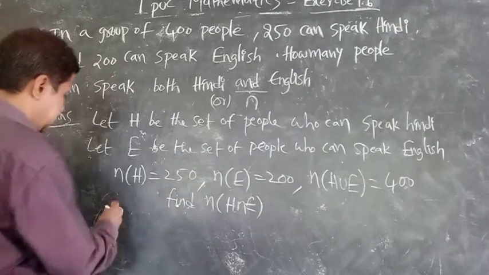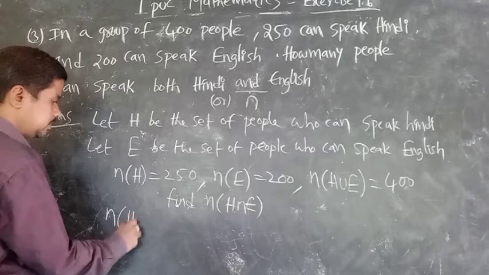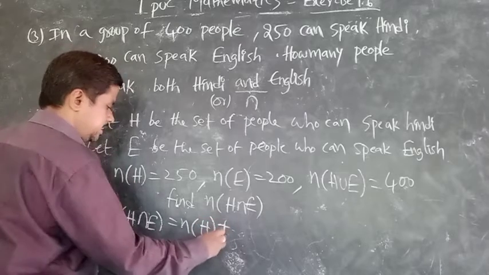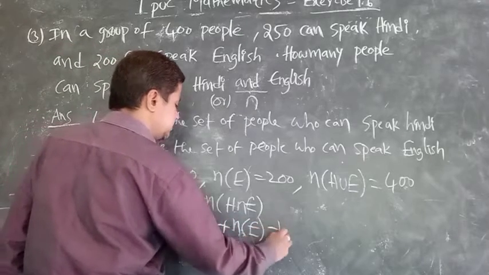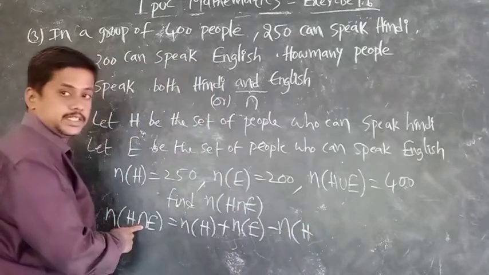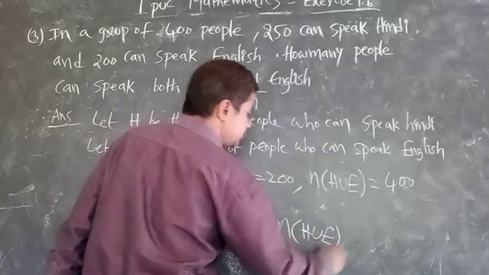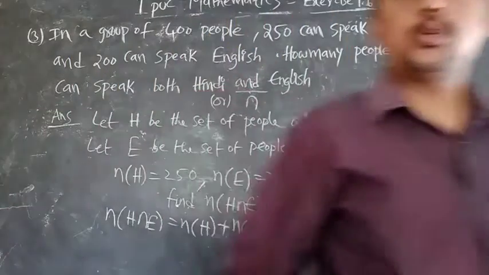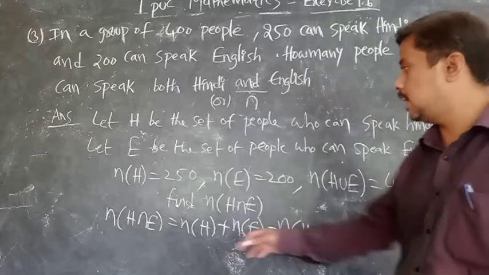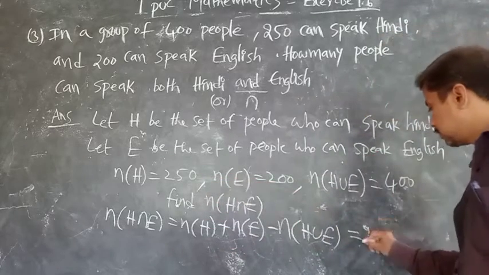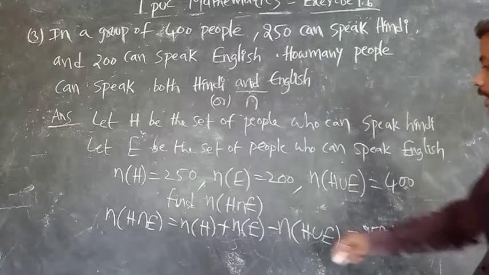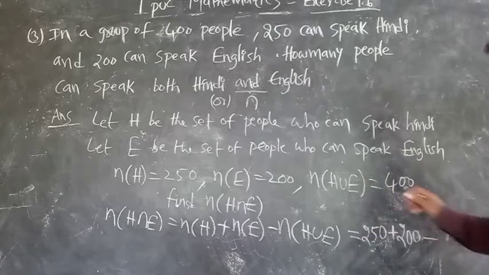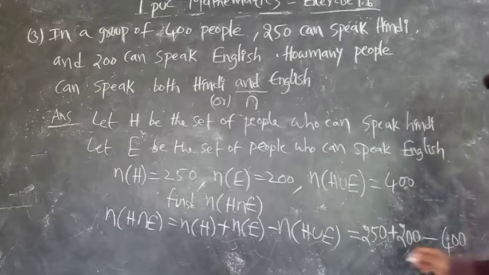See, what is the formula? N of H intersection E is equal to N of H plus N of E minus N of H union E. Like that you have to write. Next, substitute values. N of H is 250, plus N of E is 200, minus the union, 400.